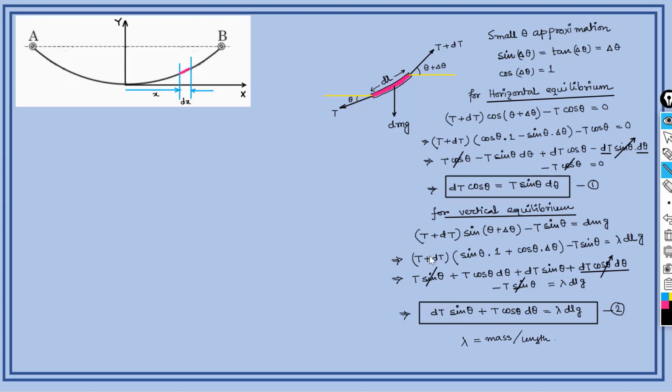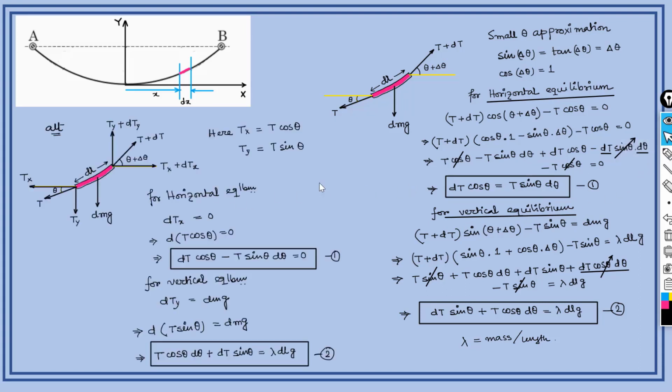Now these two equations we have directly got by analyzing this free body diagram and solving this mathematics. But there is an easier way to get these two equations. Just have a look at this alternate way. I am sure that you can also understand that alternate method. In this alternate method, instead of writing these components separately, I have taken the vertical component as Ty and the horizontal component as Tx here.